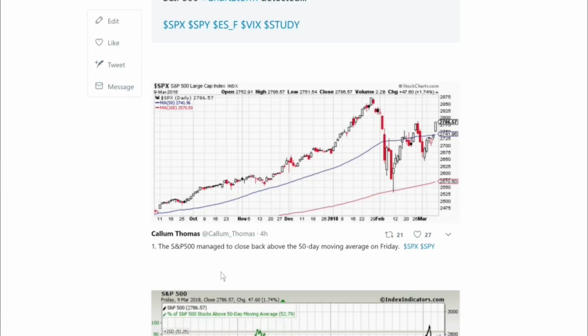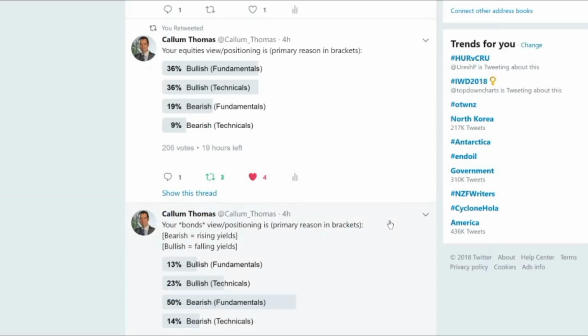Just one last thing, I quickly wanted to show you something that I thought was pretty interesting and kind of captures what I've been talking about here. If you look at the poll here, the weekly equities view, positioning and primary reason. This is a poll that I do every week. And make sure that you voted if you haven't yet.